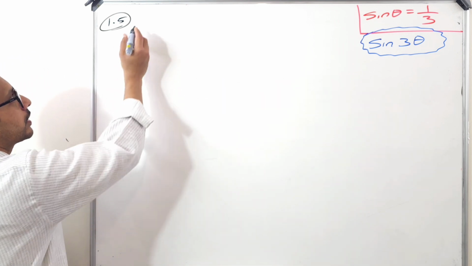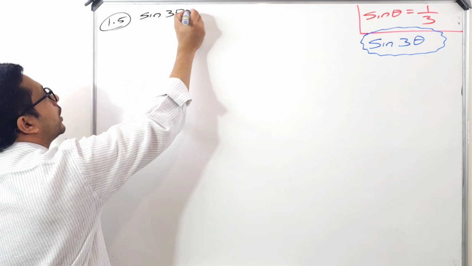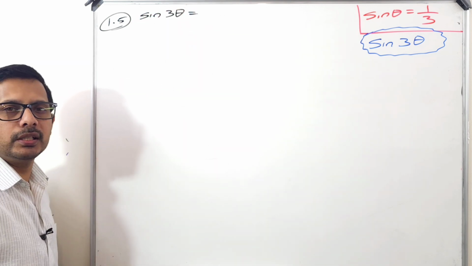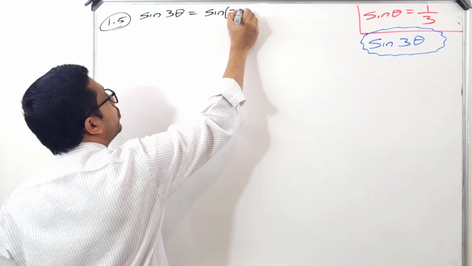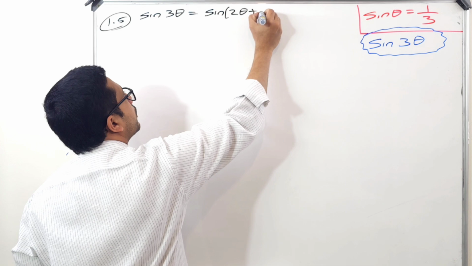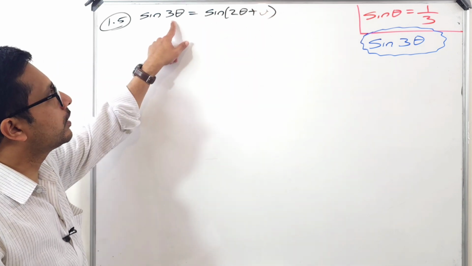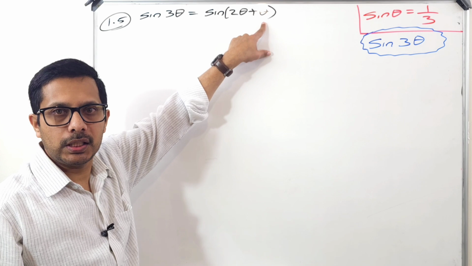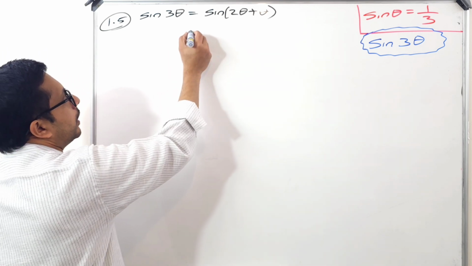Okay, so now look at this one. We have to find sine 3 theta. Am I right, guys? We can write it like this: sine of 2 theta plus theta. What is 2 theta plus theta? 3 theta. 3 theta is the same as 2 theta plus theta. Am I right?